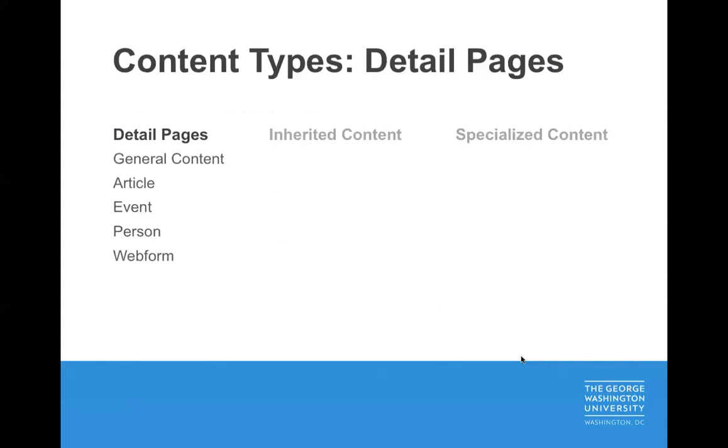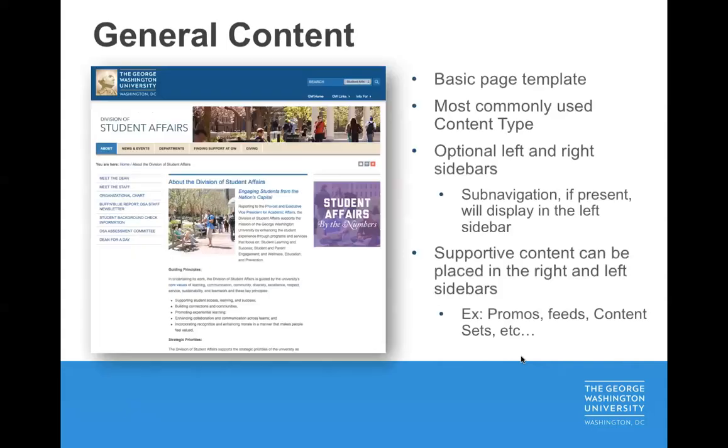So when you're talking about detail pages, you're talking about your general content page, which is your basic page, your article page, your event page, the person page, and the web form. And going into a little more detail on those, starting with general content, this is your basic page template.